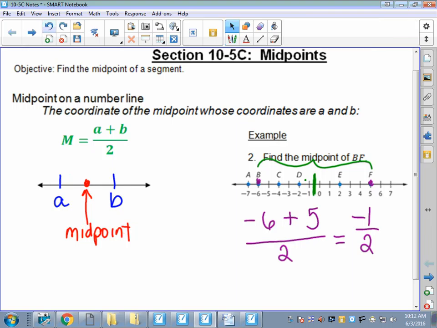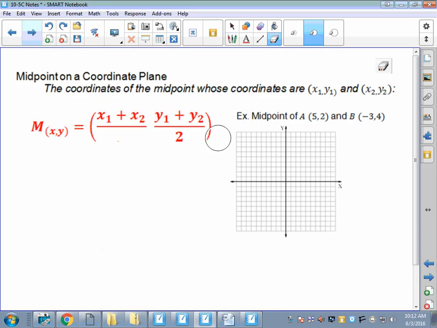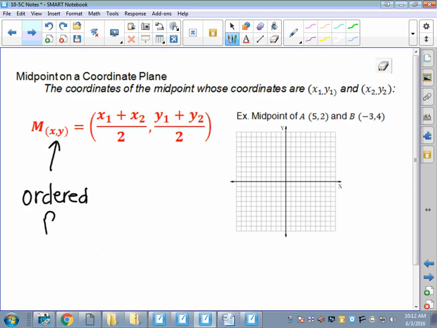All right, so let's talk about midpoint on a coordinate plane. So we're going to have x1 and x2, y1 and y2, just like the distance formula, only this time our formula looks like this. Midpoint. And notice I put this little xy down here to remind you that the midpoint on a coordinate plane is an ordered pair.